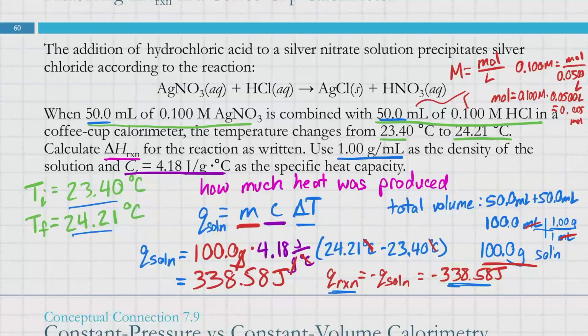So this amount of joules was produced by this 0.005 moles. If we divide by that 0.005 moles, this works for either our hydrochloric acid or our silver nitrate, then we get 67,716-ish joules per mole, which we would probably convert to kilojoules. It didn't tell us specifically.